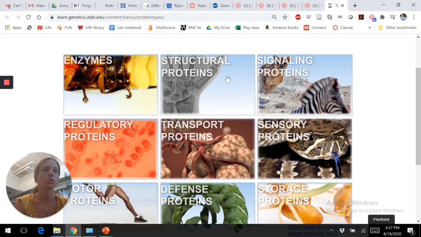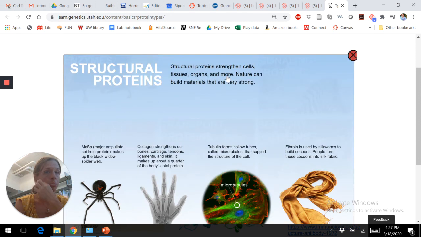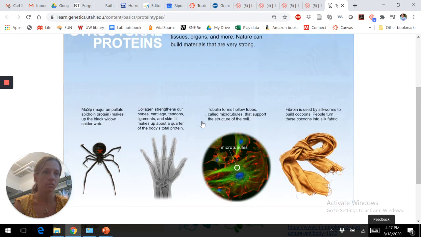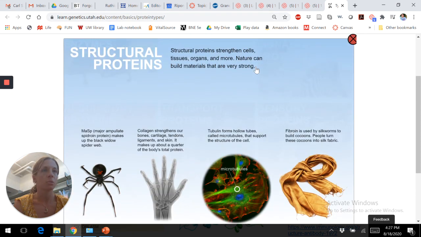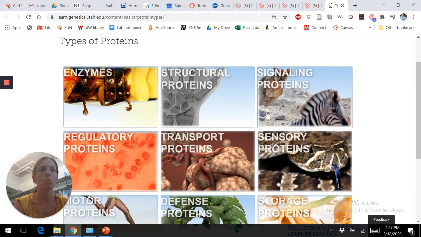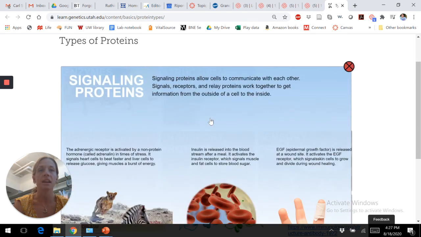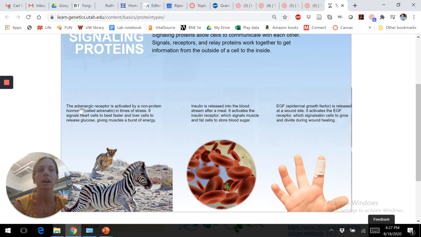So let's go to structural proteins. It's going to bring up several examples of structural proteins. Collagen is one that is a part of a lot of connective tissue we'll see. So this is a nice website for kind of a way of categorizing and seeing examples of proteins. Here, signaling, we've got an adrenergic receptor that binds to adrenaline, or epinephrine, and insulin binds to the insulin receptor. So some examples of signaling molecules.